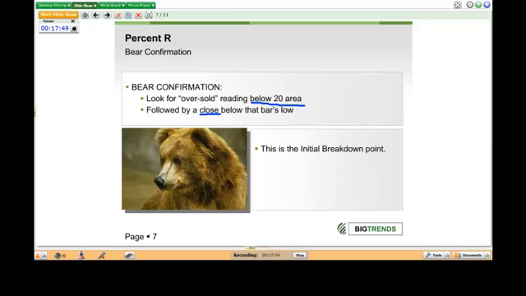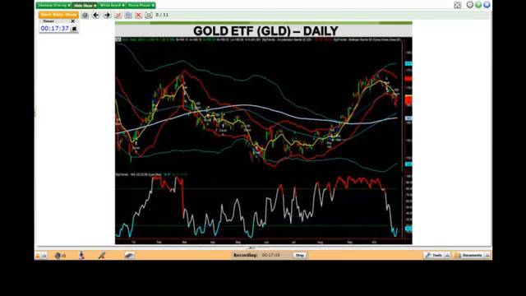So that's your initial breakdown point where that bear can start to growl, and the bottom line is that if we get the setup into oversold and it doesn't follow through, that's just the bottom of the trading range. I don't try to trade the trading ranges. I try to trade the more meaningful trends.